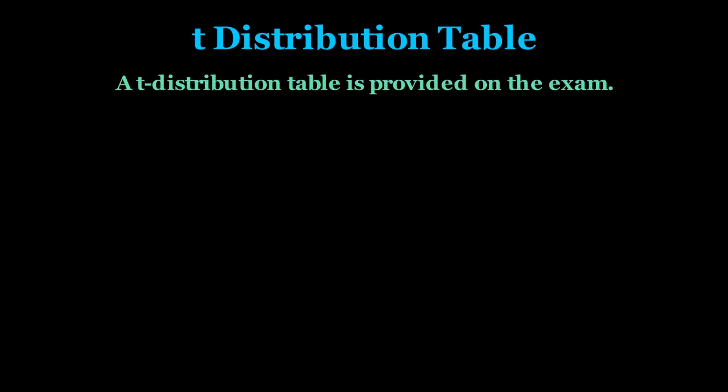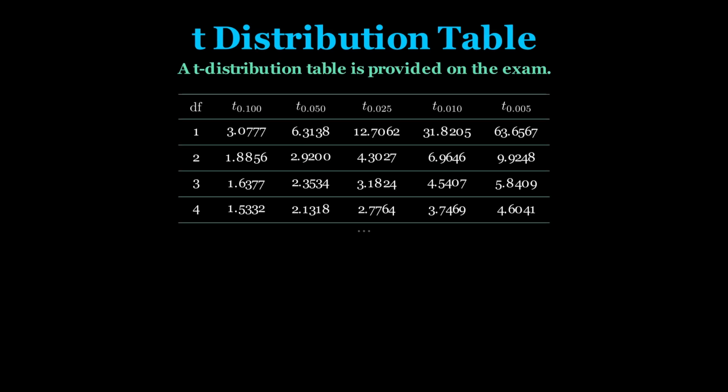A t-distribution table is provided on the exam, so you do not need to memorize any critical values. Let's look at what that table looks like and how to read it. Here are the first few rows of the t-distribution table. The rows correspond to degrees of freedom, and the columns show the upper tail probability. Each cell gives the critical t-value.